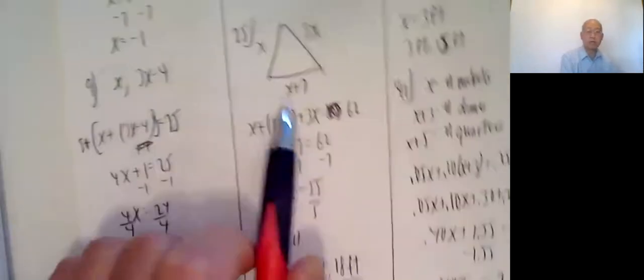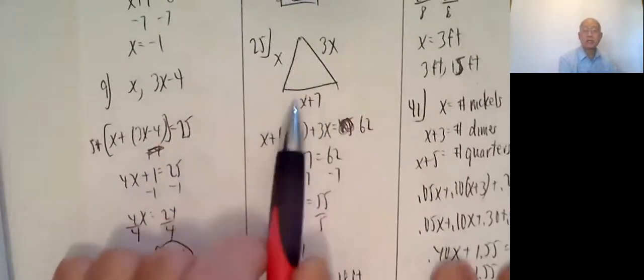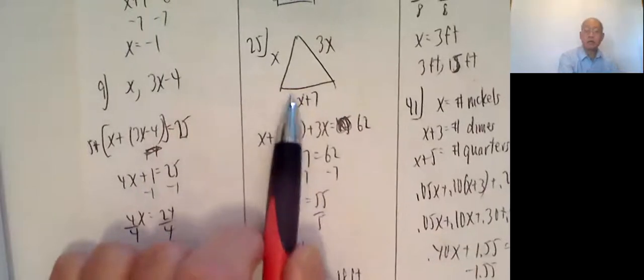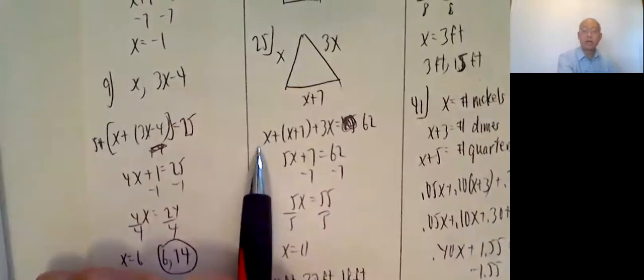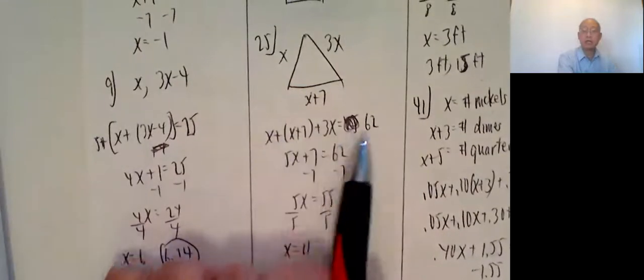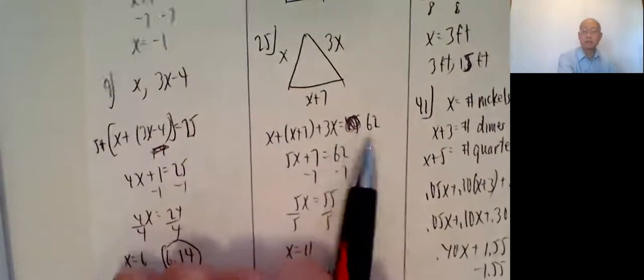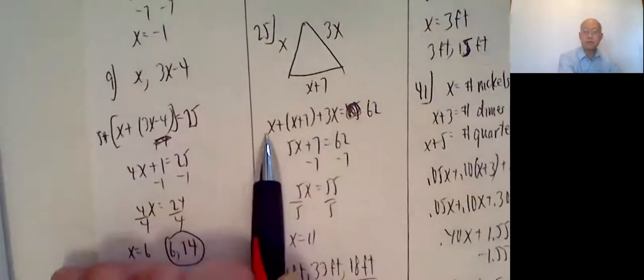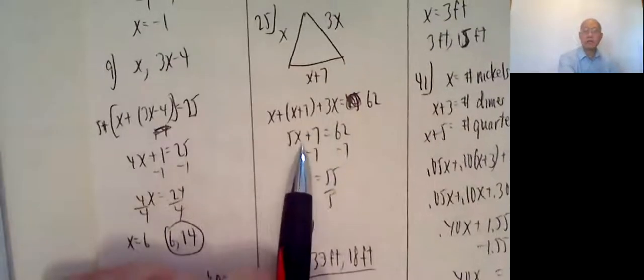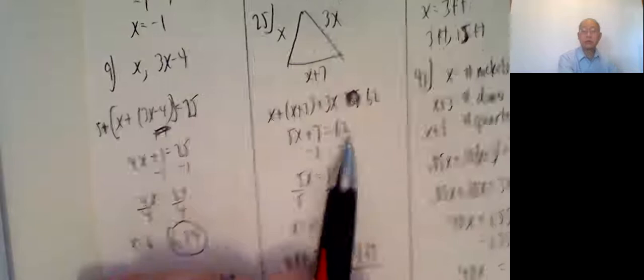So my setup is like so: x, 3x, and x plus 7. The perimeter is 62, so I add them all up. x plus 7 plus 3x is equal to 62. I made a mistake here. Okay, so x plus 3x, 5x plus 7 equals 62.